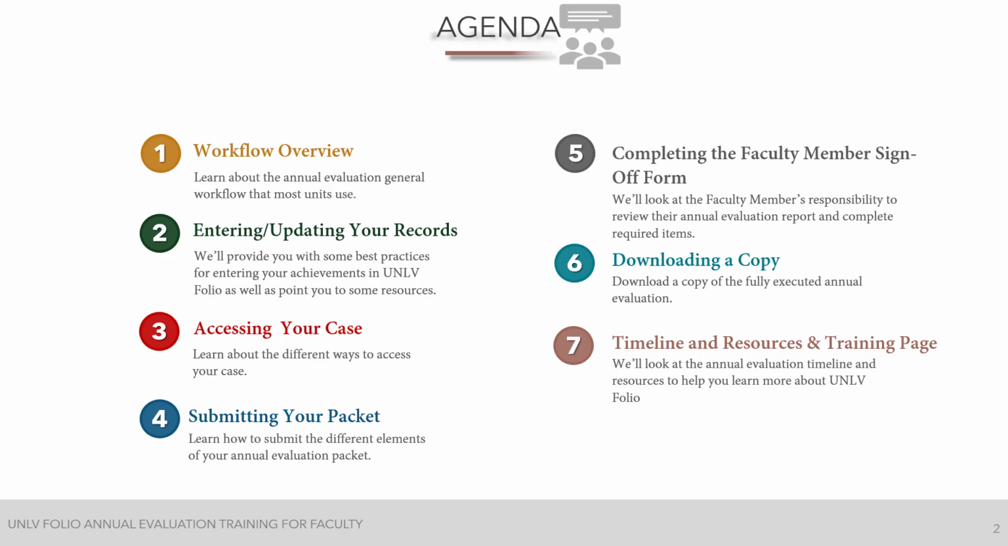some resources. We'll then go over accessing your case or annual evaluation packet and learn about the different ways that you can access your case. We'll then go over submitting your packet and the different elements that make up your annual evaluation packet. We'll go over then completing the faculty member's responsibilities, which is to review their annual evaluation report and complete the required sign-off form. We'll then go over downloading a copy of the fully executed annual evaluation for your records.